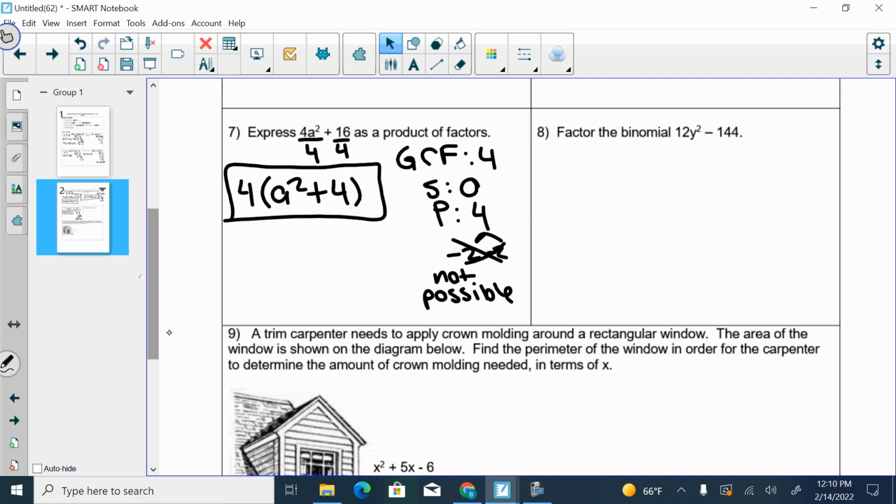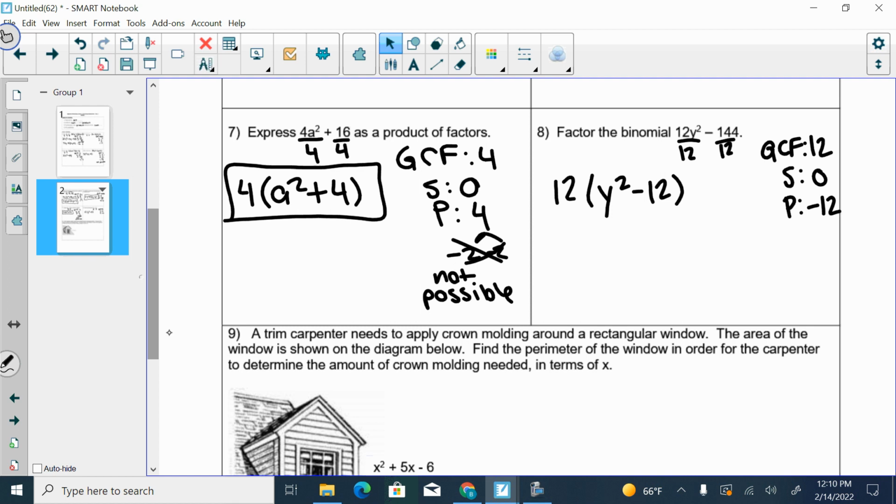Number 8, factor the binomial. So again, looking for a GCF. Do we have one? Oh, good. Okay, so I divide both of these terms by 12, and what are we left with? All right. So what's my sum? And what's my product? Negative 12.